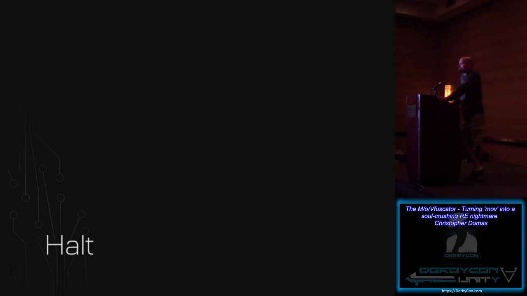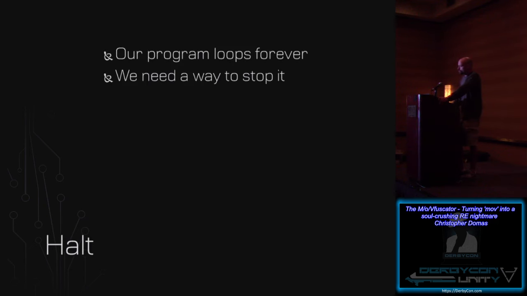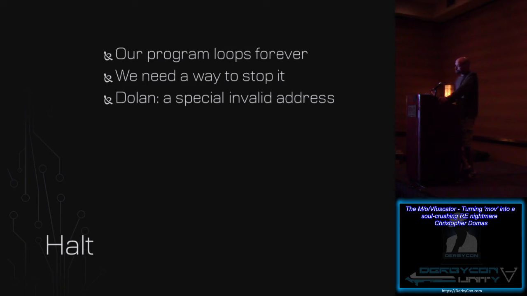We still need some way to halt our program. We're executing this list of moves in an infinite loop right now. We need some way to stop executing at some point. So Dolan had an idea for this. He said, assume that there's some special invalid address that will halt your program.